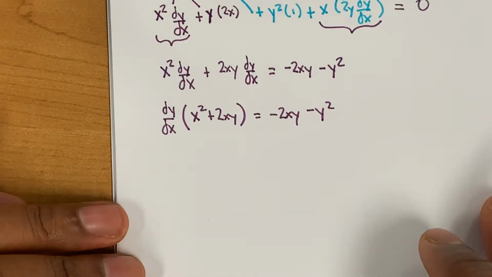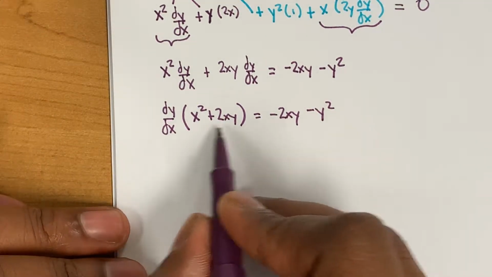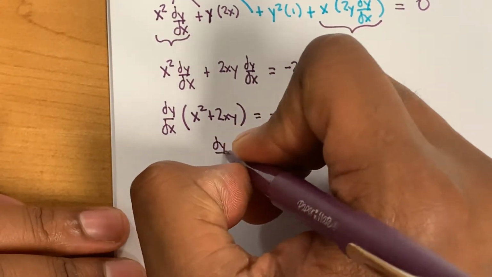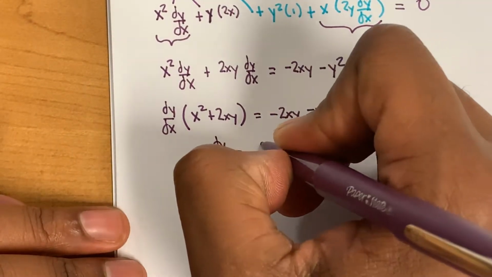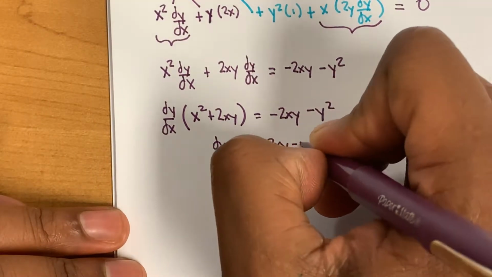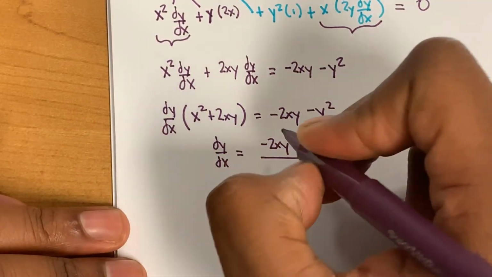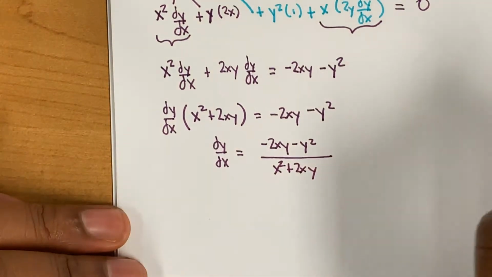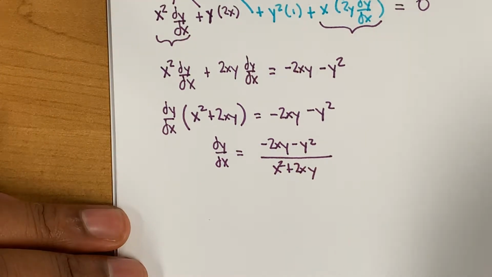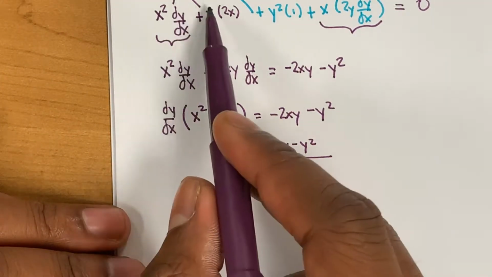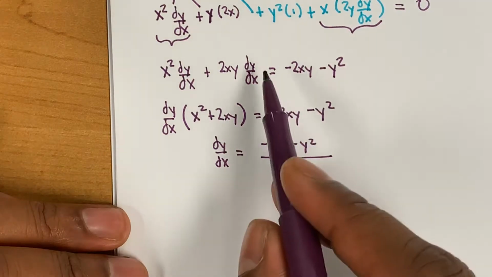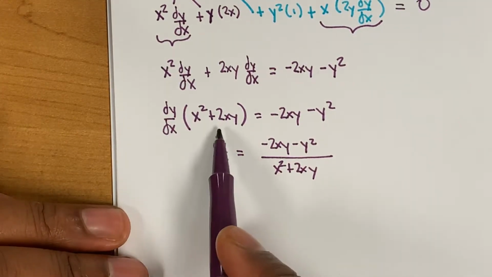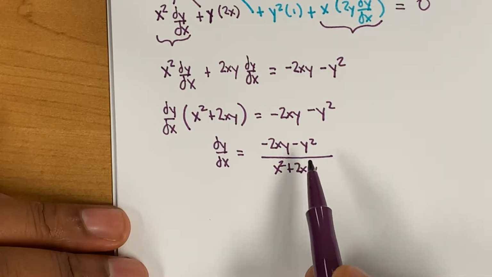And our final step is always going to be to divide by the term with the dy over dx. So we get dy over dx is negative 2xy minus y squared, all divided by x squared plus 2xy. So again, we had to do the product rule twice to get this derivative, and we group our dy over dx's, factor it out, divide by the term with the dy over dx, and we get our final answer.